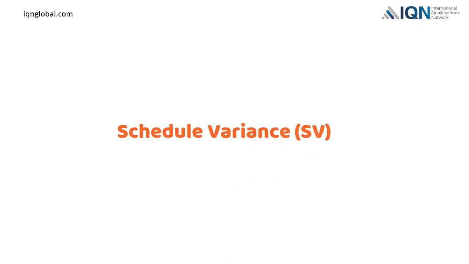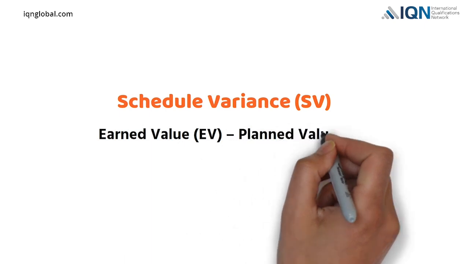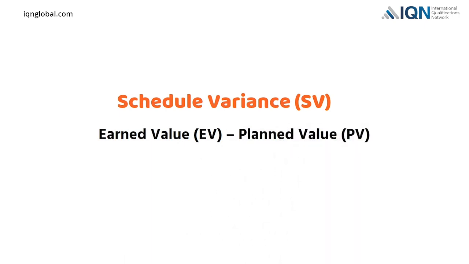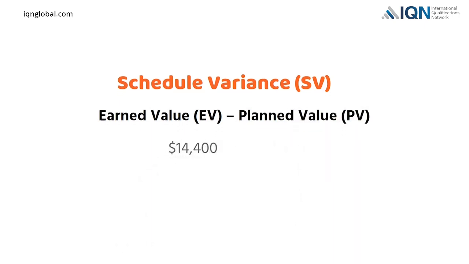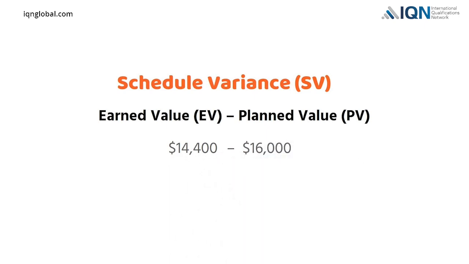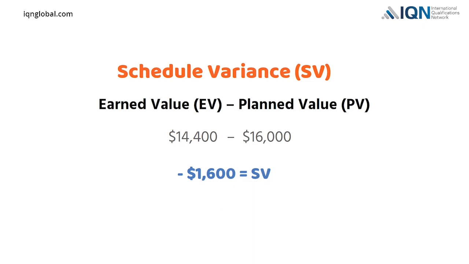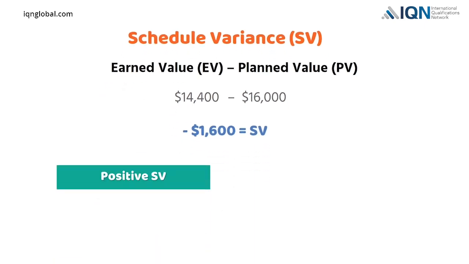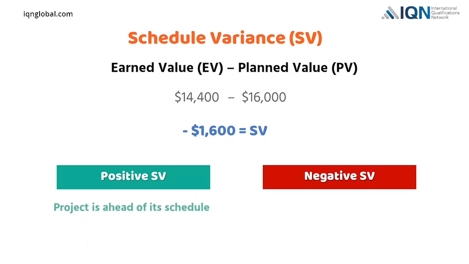Now let's discuss schedule variance. Schedule variance, SV, is the difference between earned value and planned value. If we deduct our earned value $14,400 from planned value $16,000, we will get negative $1,600, which is schedule variance. A positive SV means the project is ahead of planned schedule. A negative SV indicates the project is behind its schedule.